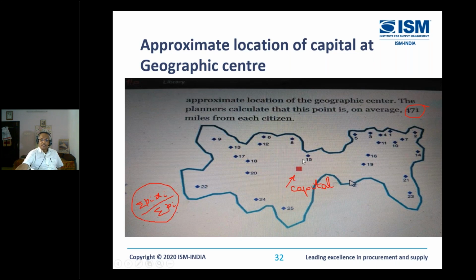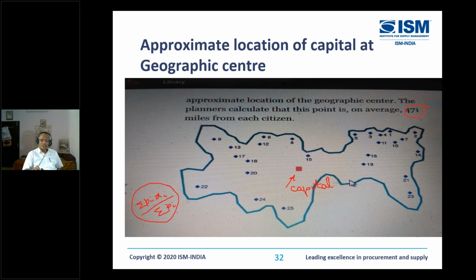So you have found out the center of the area, located here, the red square, and you use this formula. That means population of each city multiplied by distance is X. So you can multiply this and sum it up and divide it by the total population. If you do it, you will get 471. So 471 is the average mile a person has to travel to reach the capital. Am I clear?